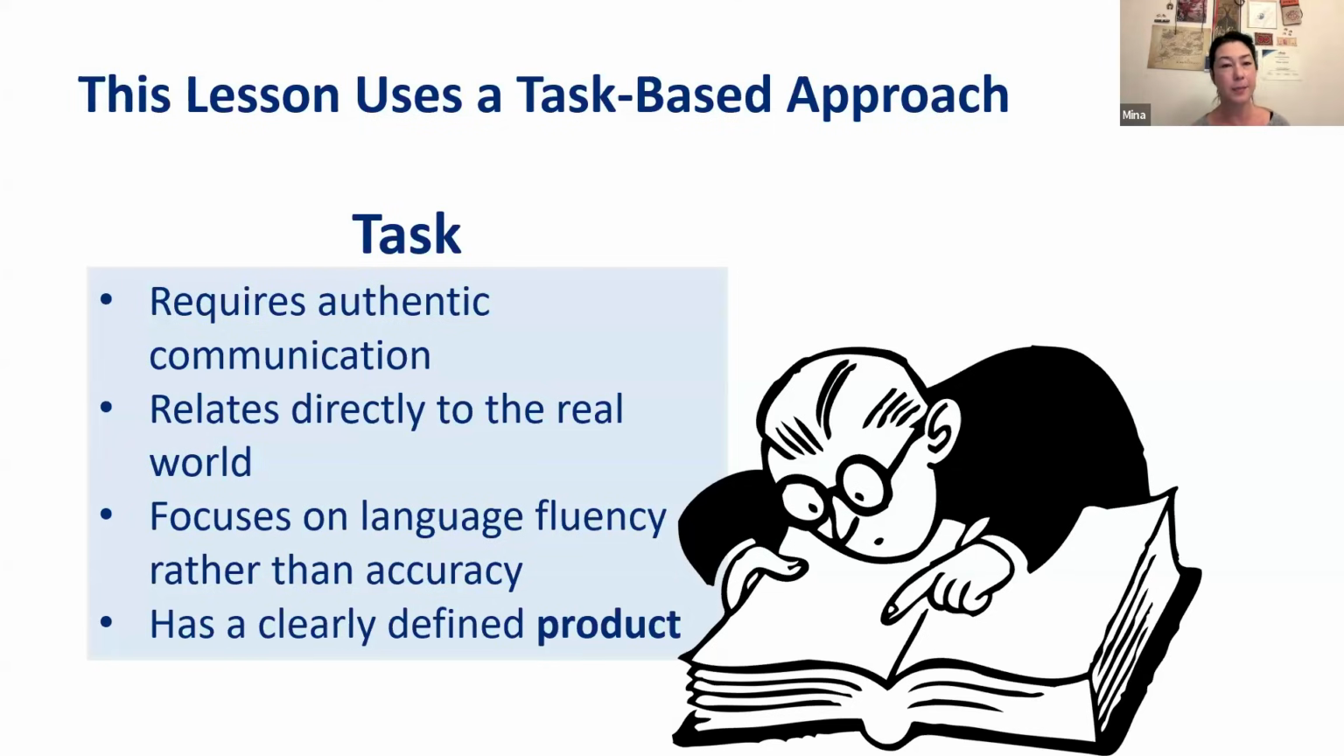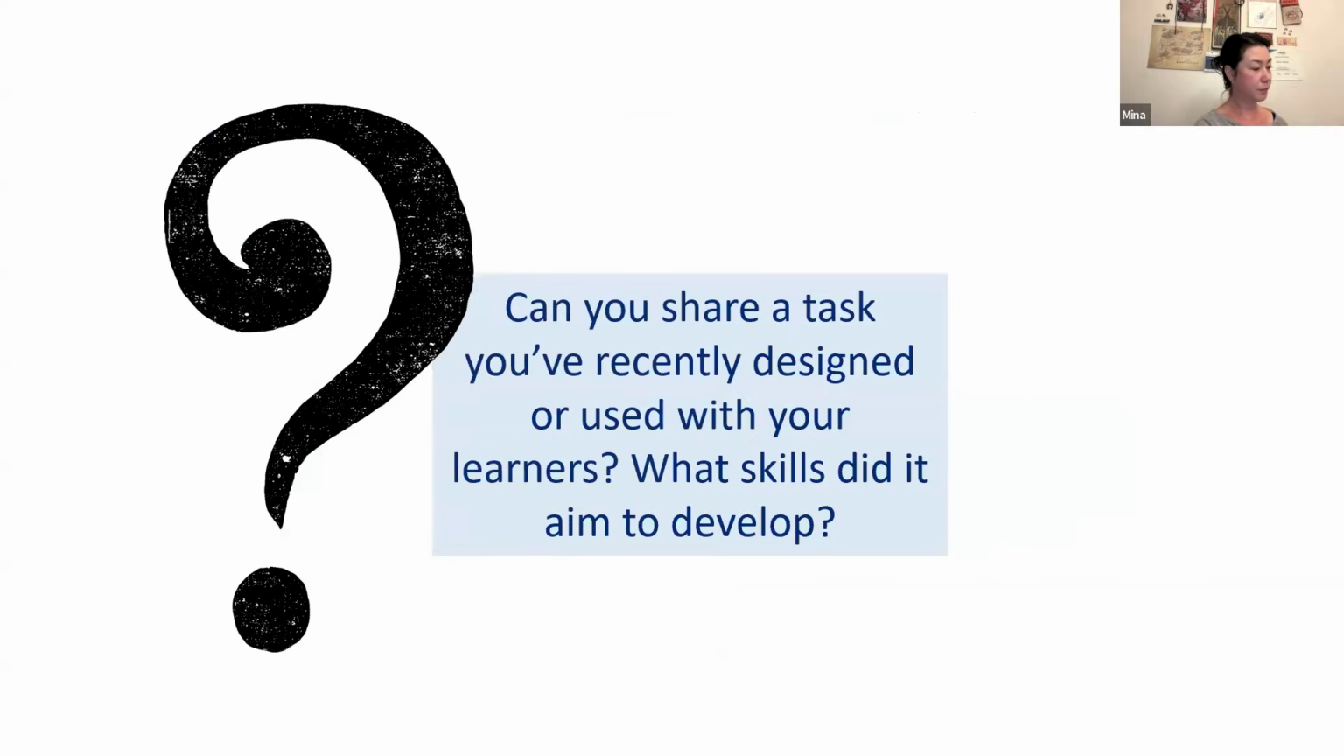Finally, the most important aspect of a task is that it has a clearly defined product. So a product could be something physical like a poster or a poem or an essay, or it can be something spoken like a conversation, speech, or a performance. Either way, there is a clear result that the teacher and the students can use to assess whether or not the objectives have been achieved. So this is a common strategy.